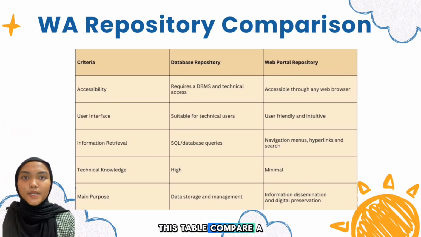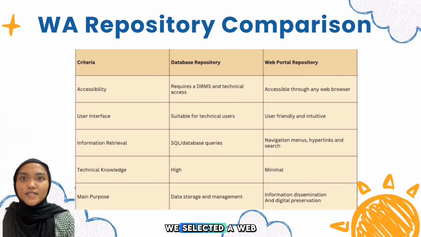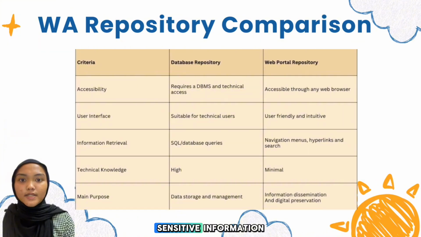This table compares a database repository and a web portal repository. For our project, we select the web portal repository because it is easier to access using any web browser. Users do not need technical skill or database knowledge to use it. It is also more user-friendly, making it easier to search for archive websites. Therefore, the web portal repository is the best choice for preserving and sharing sunscreen-related information.